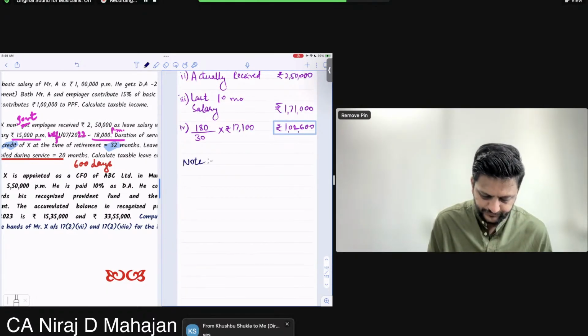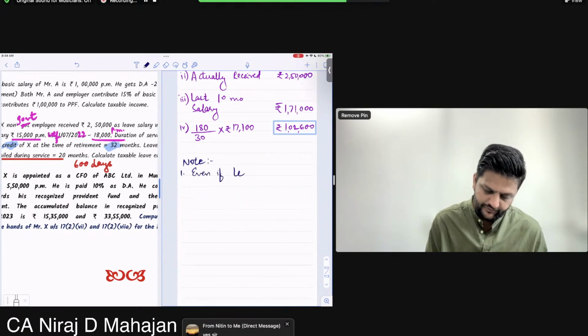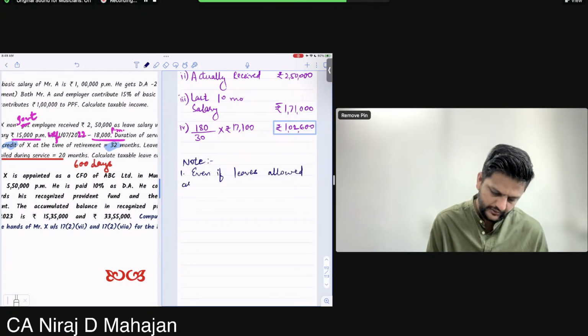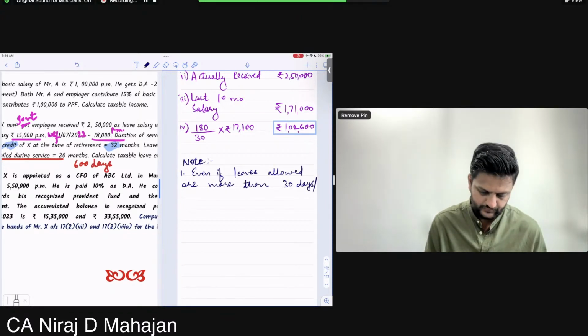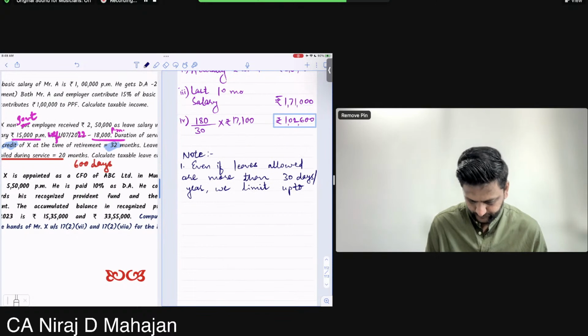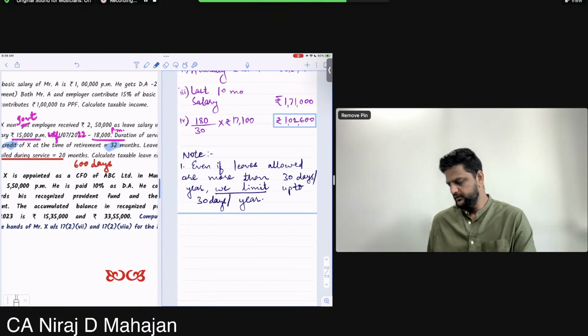This small note I'll write on your note. Even if leaves allowed are more than 30 days per year, we limit up to 30 days per year, okay? Done, all of you?